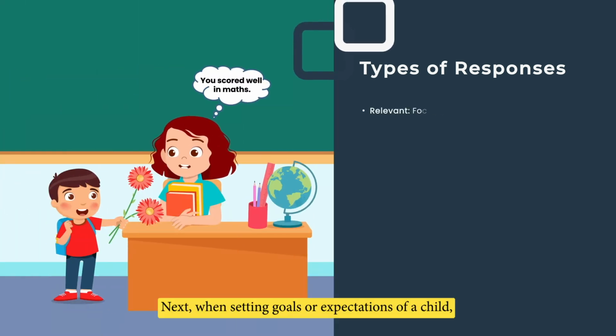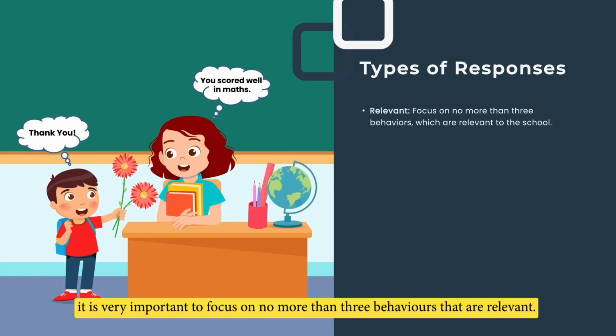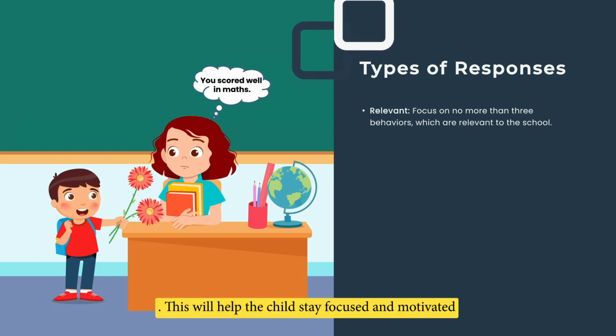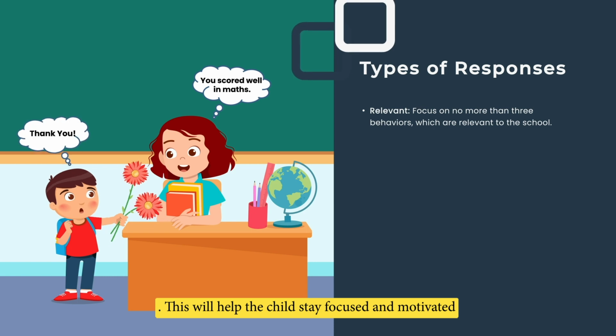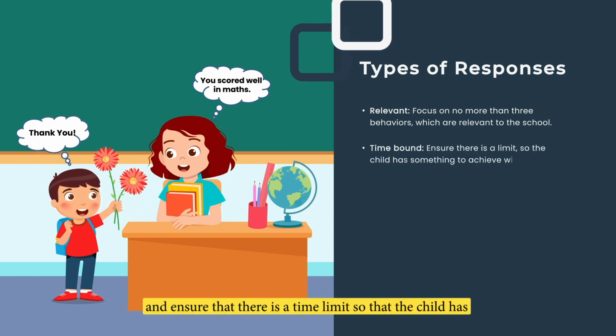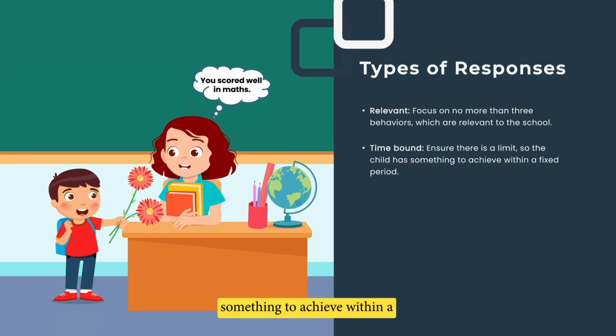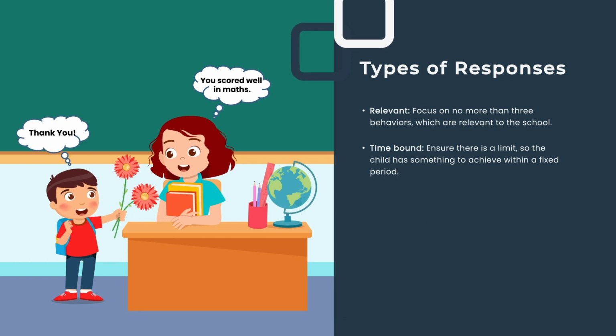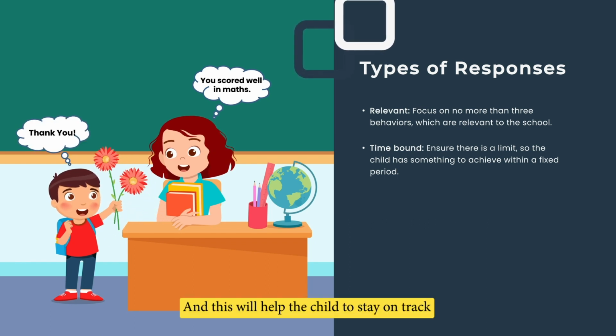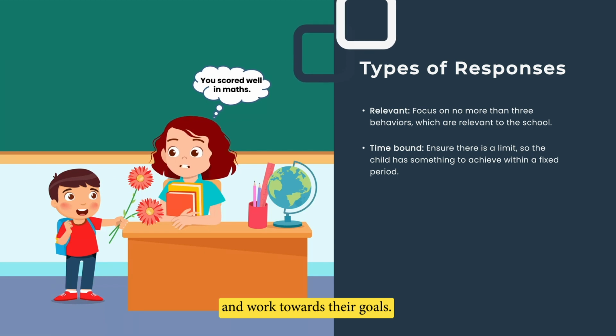Next, when setting goals or expectations for a child, it is very important to focus on no more than 3 relevant behaviors. This will help the child stay focused and motivated, and ensure that there is a time limit so that the child has something to achieve within a fixed period. This will help the child to stay on track and work towards their goals.